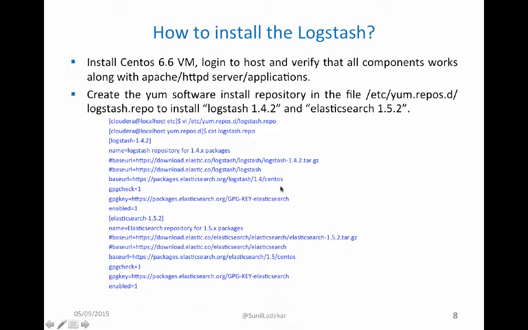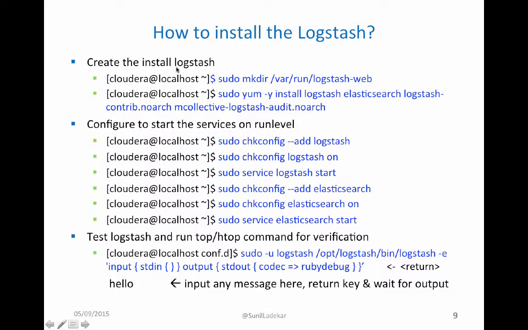This is the snapshot of the logstash.repo repository file from my CentOS 6.6 which I have created. Now I am creating the directory in the var run directory and then the logstash-web directory inside of it. Now I am executing the yum command to install Logstash, Elasticsearch and its components. Once the installation is complete, I have configured the services to start on run level for Logstash and Elasticsearch. I have verified that Logstash works. Hence, I have tested using a simple command with inputting data manually and then sending the output to the screen as standard out.